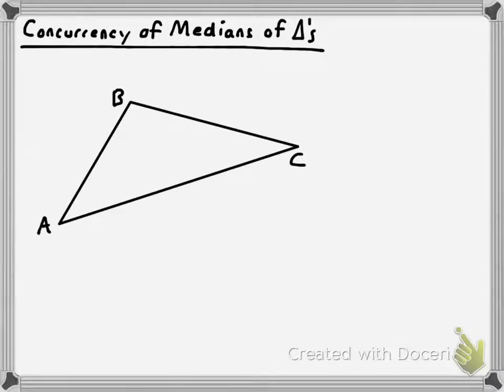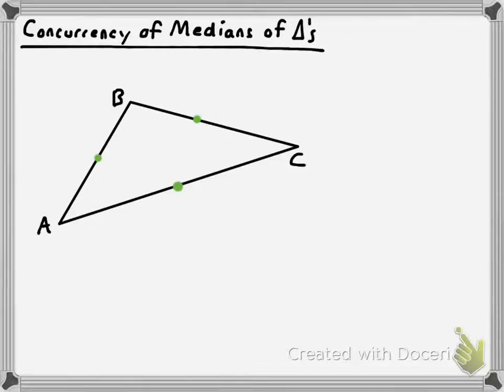That's what we need to explore right now, so let's do that. And I'm going to talk about the concurrency of the medians of triangles in particular. Now, we do need to know what a median is before we can really say much about the concurrency. A median of a triangle is simply a segment that connects a vertex of a triangle to the midpoint of its opposite side. Now, I'm going to draw all three of them, so I'm going to make all three midpoints right now.